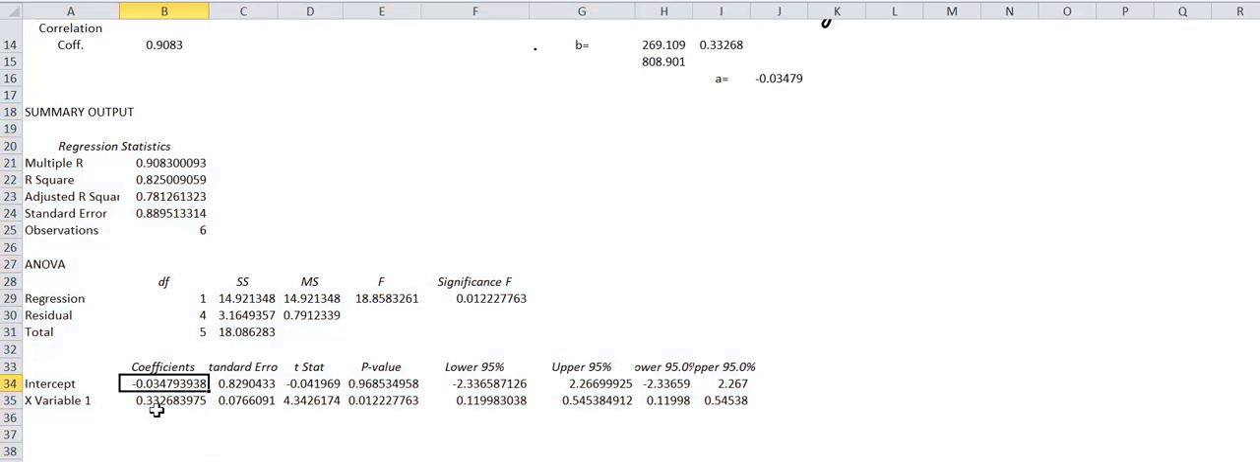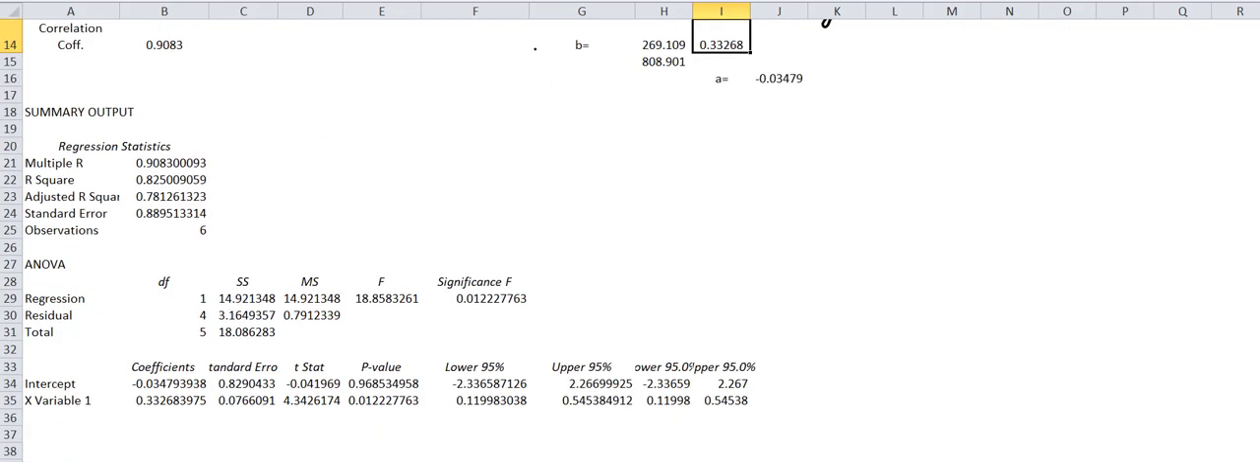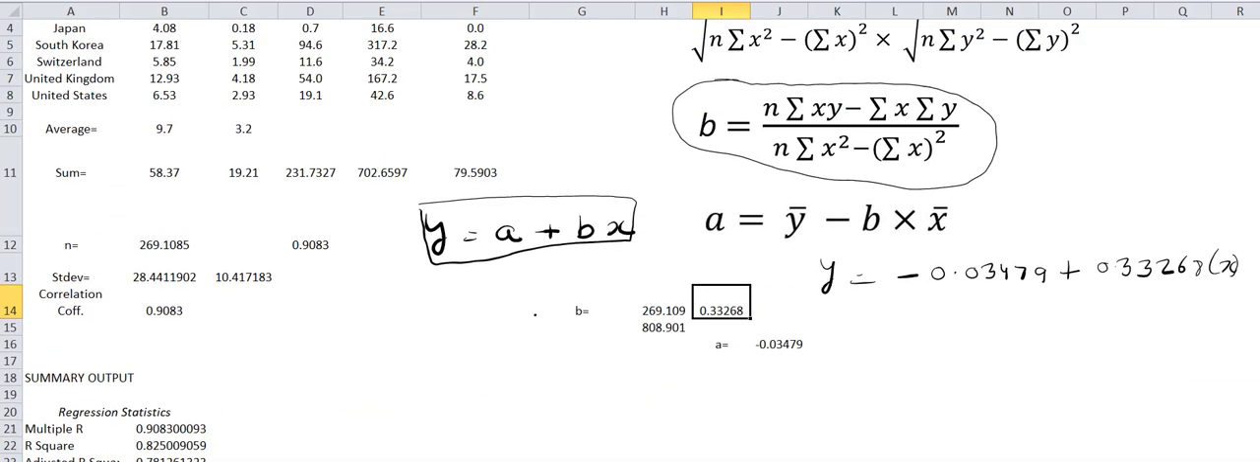and you can see that the intercept value here is 0.03479. So that's exactly what I have for my intercept, 0.03479. And you can also look at the slope, which is x variable 1. The slope is 0.33268, and let's see what my slope is, 0.33268. So I got the same numbers which Excel is giving me, and my equation of line is this equation: y is equal to minus 0.03479 plus 0.33268 multiplied by x.